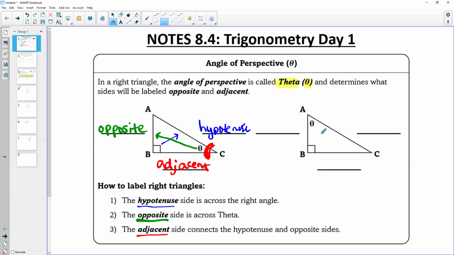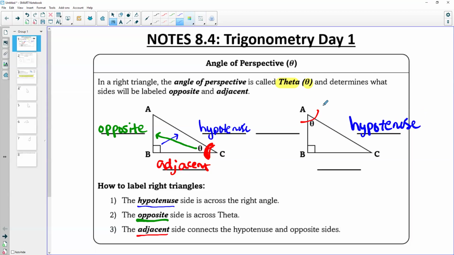So in the second triangle off to the right here, you're going to notice that theta is located right here at the top at angle A. So this represents our angle of perspective. And we're going to start by labeling the hypotenuse. Remember, the hypotenuse is the side located across the 90-degree angle. So across the 90, this is your hypotenuse.